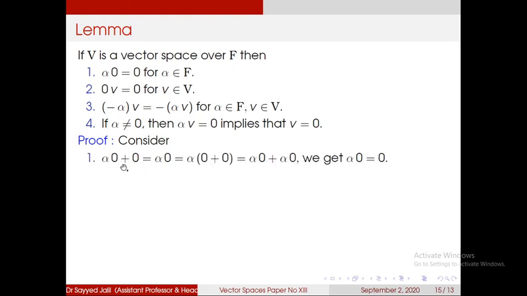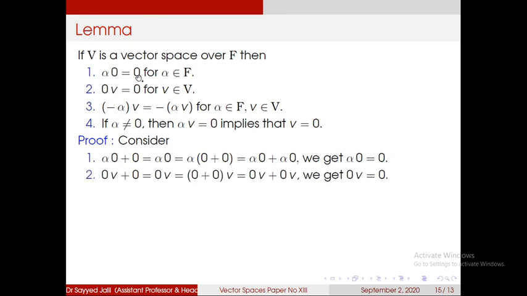We know that alpha times 0 plus 0 is equal to alpha times 0. Why? Because 0 is the additive identity in V. And we can write alpha 0 as alpha 0 plus 0. By using the property of vector space, this is nothing but alpha 0 plus alpha 0, and by the left cancellation law we got alpha 0 is equal to 0. So we have shown the first property, alpha 0 equal to 0.